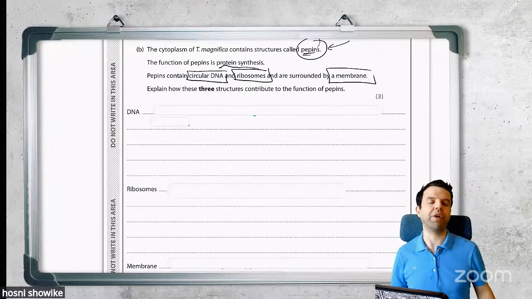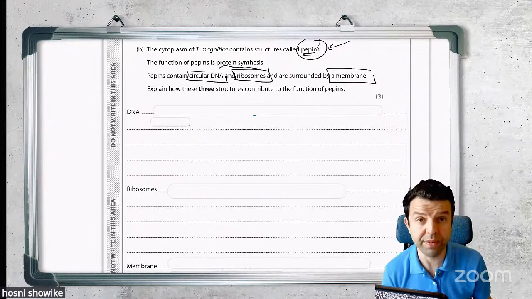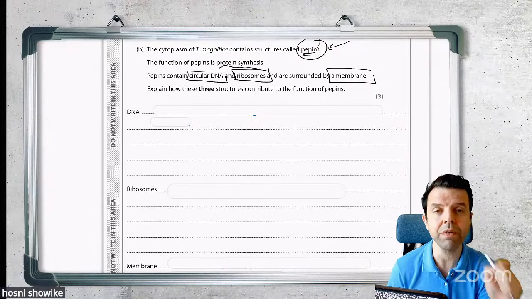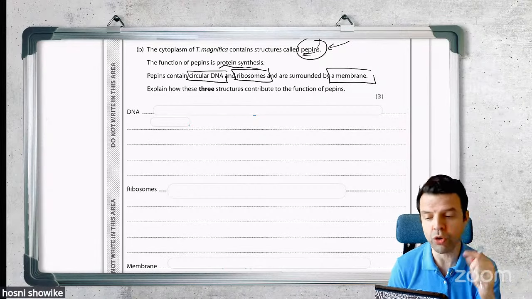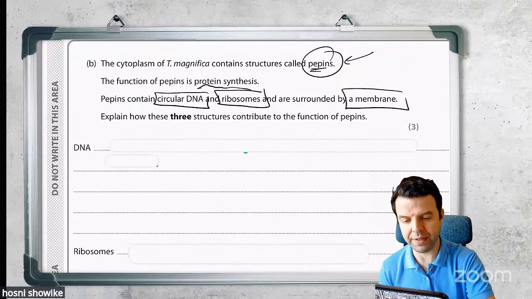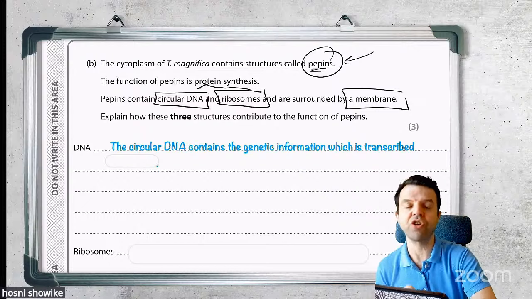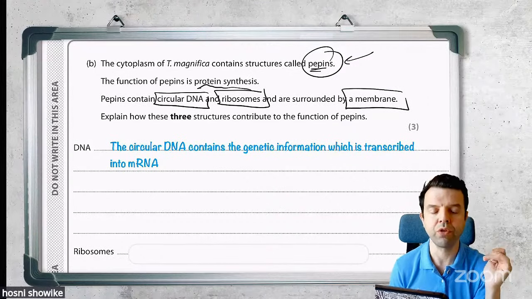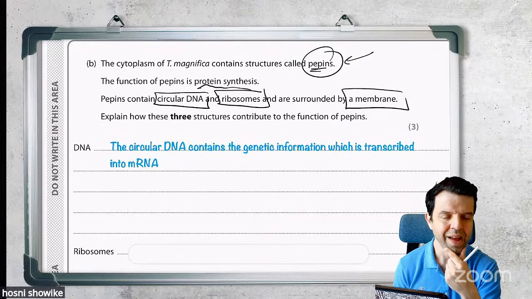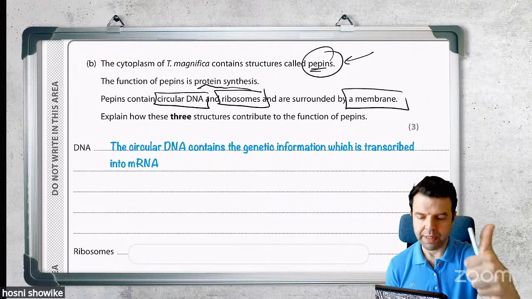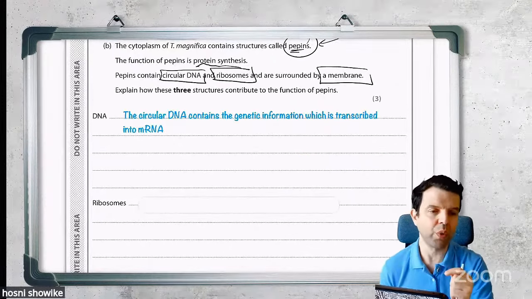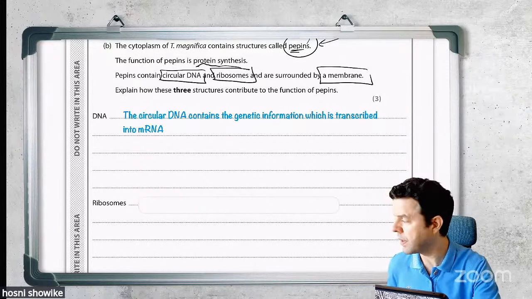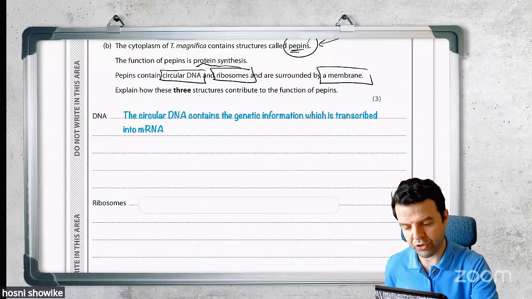Let's start with DNA. Think about it. What's the role of DNA in protein synthesis? It's not direct. DNA provides the genetic code to synthesize that protein. So I'm going to say it here: genetic information is transcribed so we can make messenger RNA until we turn it into protein. Okay, so what do ribosomes do? That messenger RNA we transcribed from DNA is going to join the ribosomes. And what's it going to become? It is going to be translated into a protein.